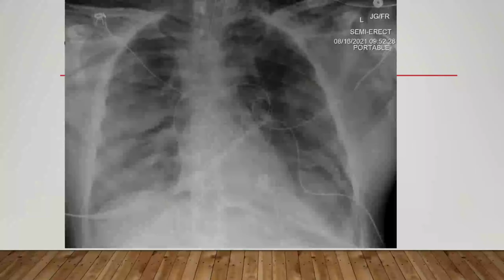Okay, so let's look at this one. This patient is one of my patients who was intubated in the morning, about 9 in the morning. You see the endotracheal tube here in the center. And what you notice, is anyone notice anything on this?